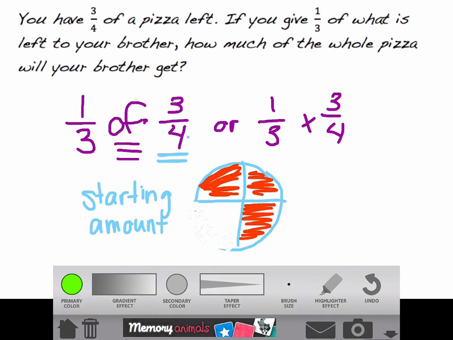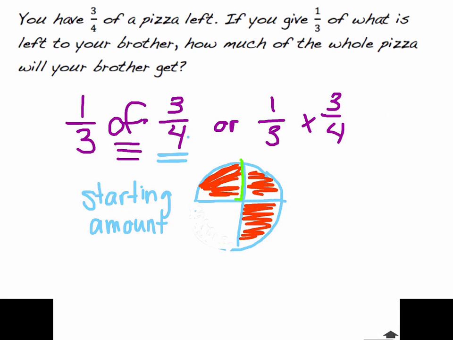Well, I'm going to have 1/3 right here. There's 1. Here's a second third. And here's a third third. So there's my thirds, and if I'm going to give my brother 1/3, this is the amount that he's going to be receiving of the pizza.